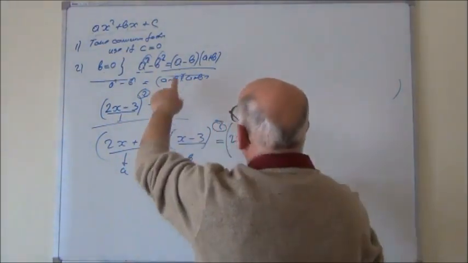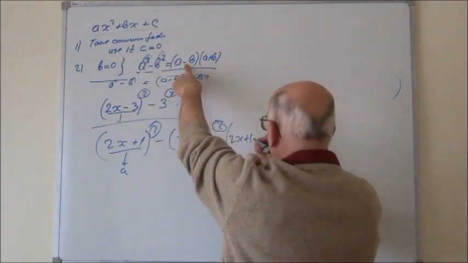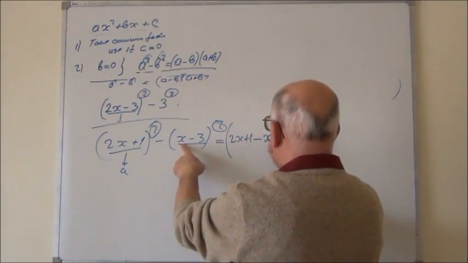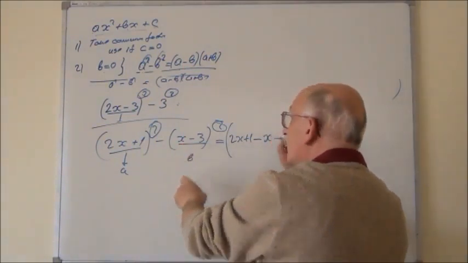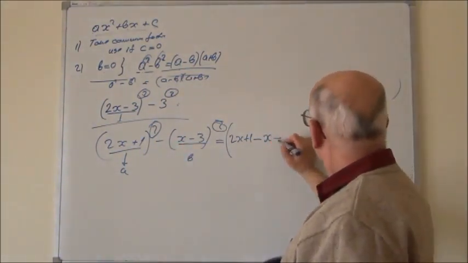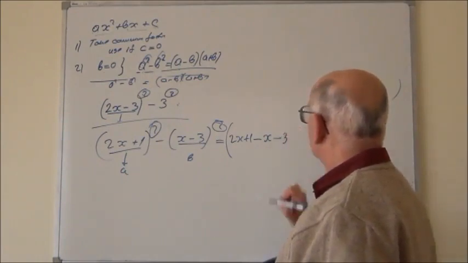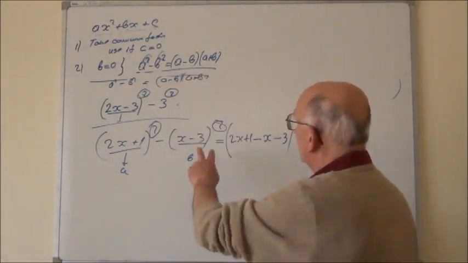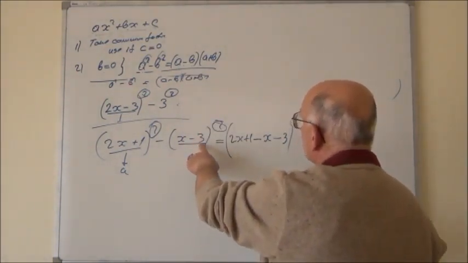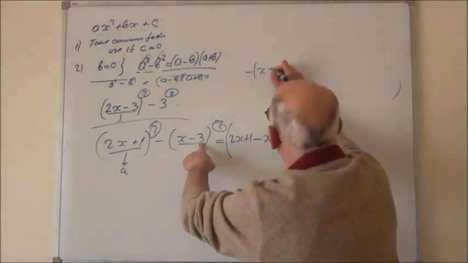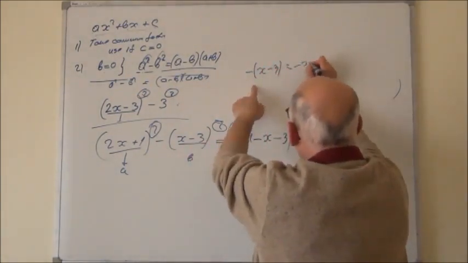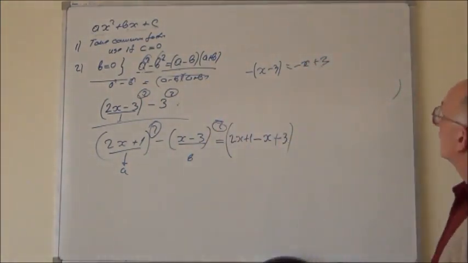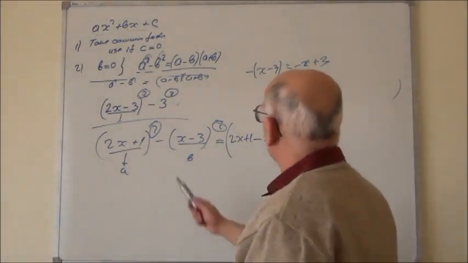So 2x plus 1. Now minus from the formula, but b. So b is x minus 3 will be x. And a very common mistake students make is writing minus 3. This is wrong, because we have minus from the formula and our b is x minus 3. So we have minus (x minus 3), and that is minus x but plus 3. So here must be plus. Take care about that sign.